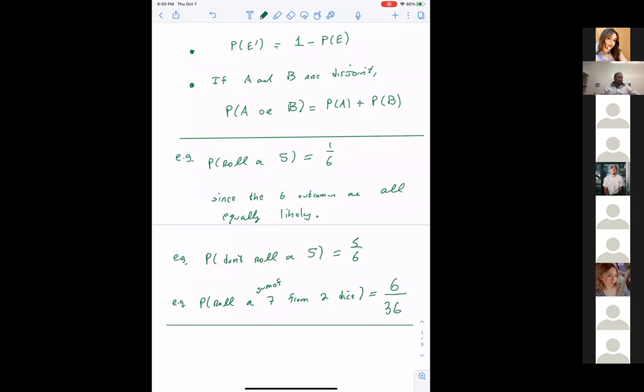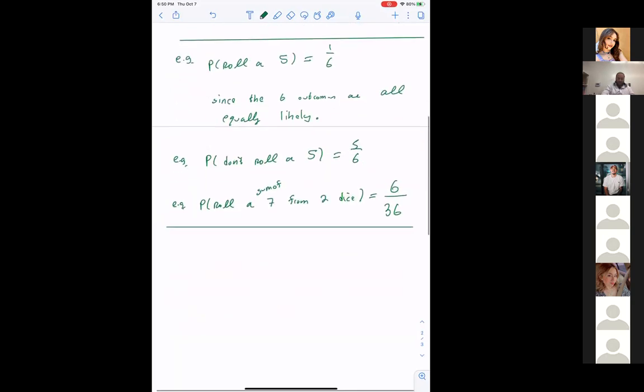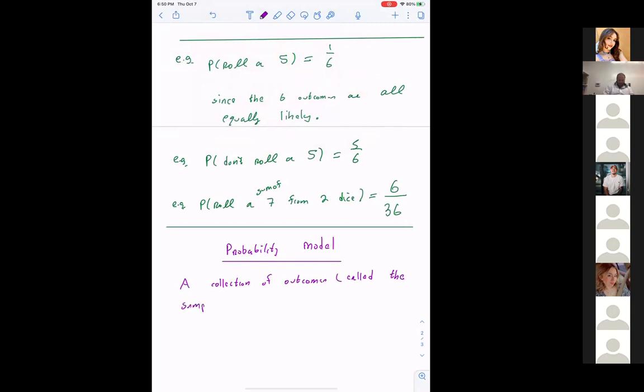And you can ask lots of basic probability questions, and some of them are more fun than others. But it's not really until you get to probability models that things get a little exciting. So what exactly is a probability model? It is a collection of outcomes called the sample space. We've already seen this. Together with their corresponding probabilities.